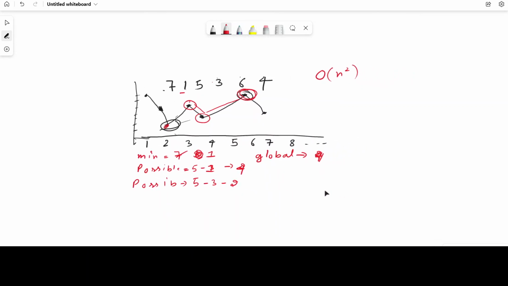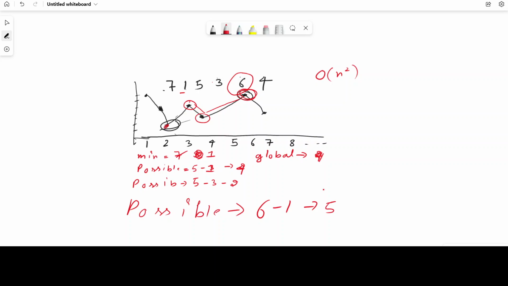So for that, I am not updating the global profit, but I am calculating the possible profit. Let us compute for the next element, which is 6. We are not updating the minimum. We will update the minimum when my current element is less than my minimum. We'll just update the possible profit. Possible profit is 6 minus 1, which is 5.